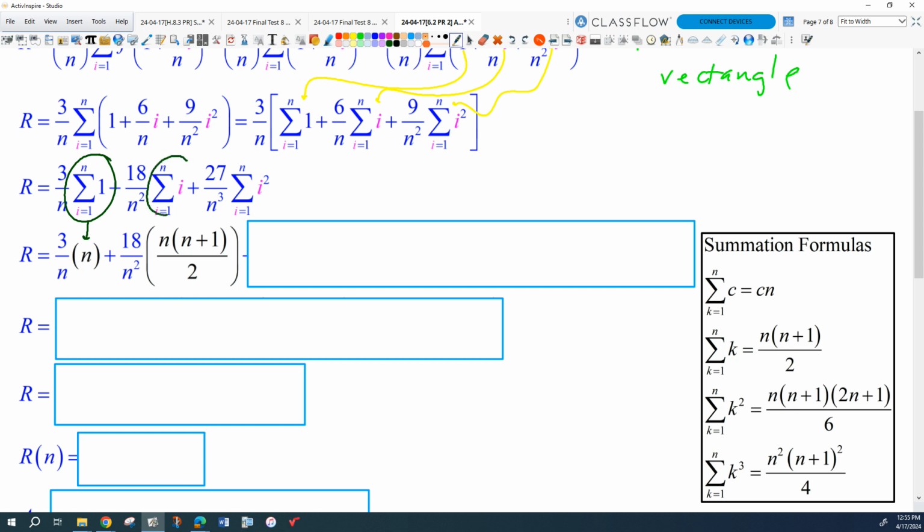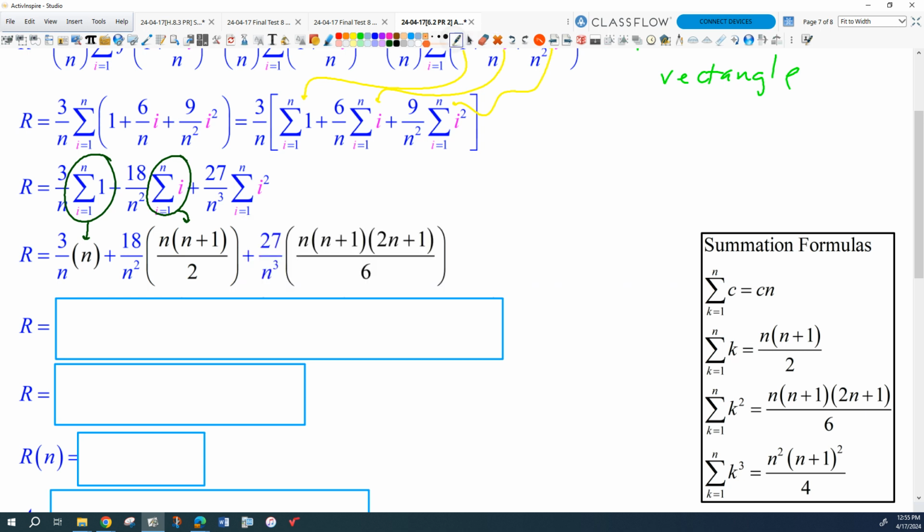There's another. This sum turns into that. Okay, and then finally, the sum of i squared is right here. So we're going to get n times n plus 1 times 2n plus 1 over 6. Okay, now look what that did.